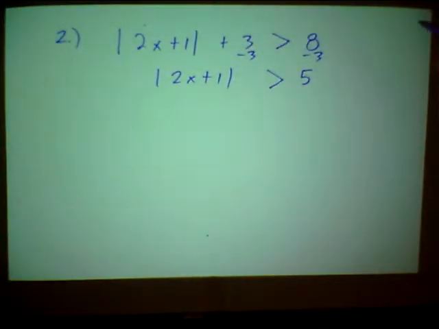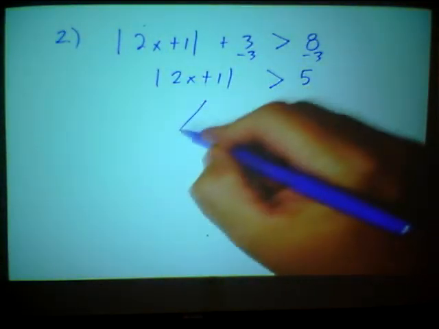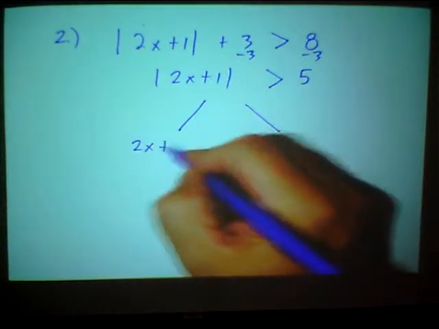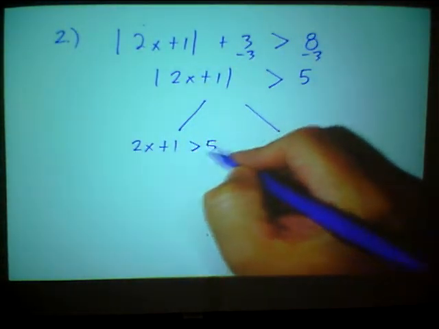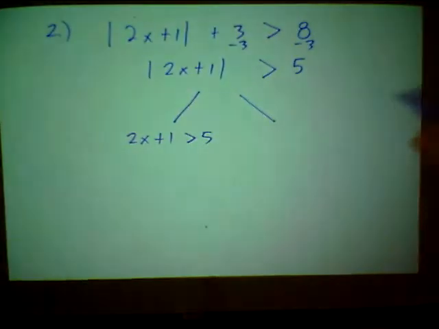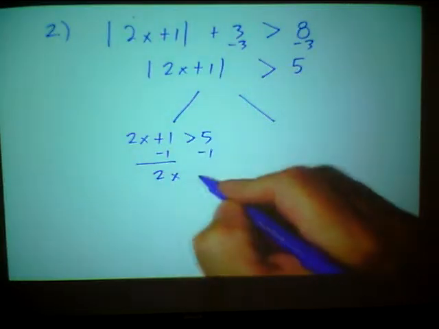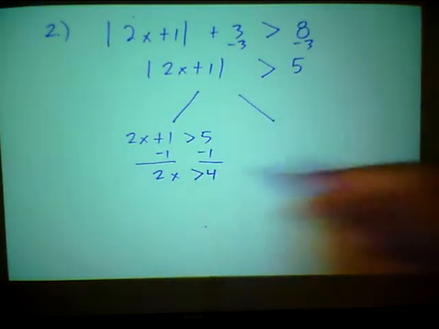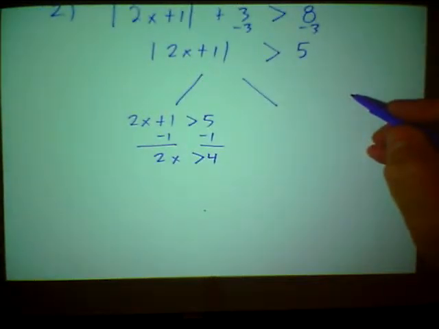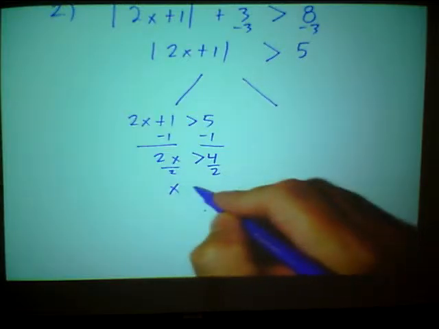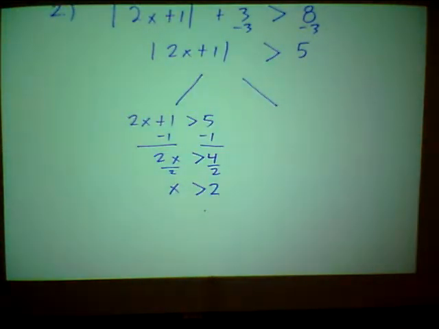Okay, now I have the absolute value by itself. I check my number. My number is positive. So I'm going to break this up into 2 problems. On the left-hand side, I simply drop the absolute value signs and solve this inequality. So I'll subtract 1 from both sides. 2x greater than 4, and then divide both sides by 2. End up with x greater than 2.